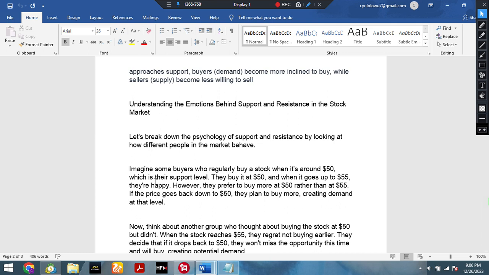They buy it at $50 and when it goes up to $55, they are happy. However, they prefer to buy more at $50 rather than at $55. If the price goes back down to $50, they plan to buy more, creating demand at that level.